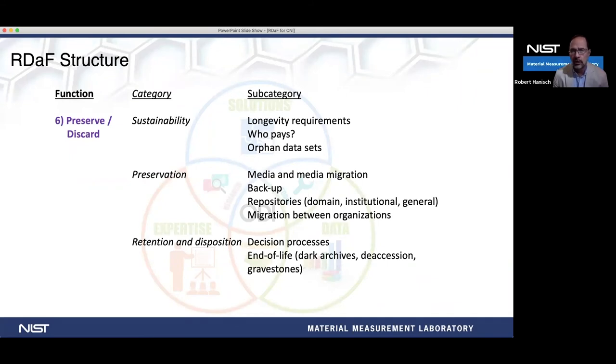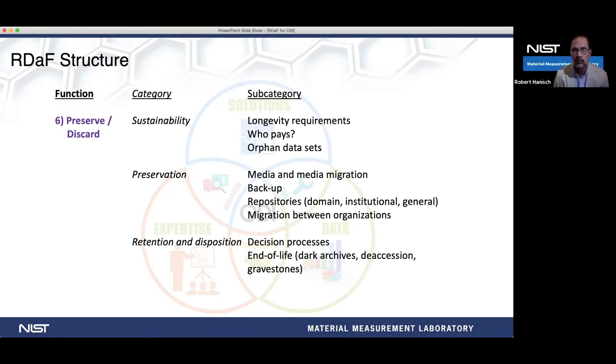What are the longevity requirements for data? And who pays for that longevity? What happens to data sets that become orphaned when their projects are no longer funded? How do we plan for migration of data from one medium to another? What kind of repositories come to play? Domain-oriented repositories, institutional repositories, general repositories, all of these exist and have interactions that are important to understand.